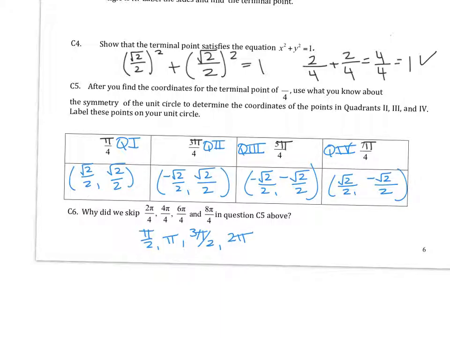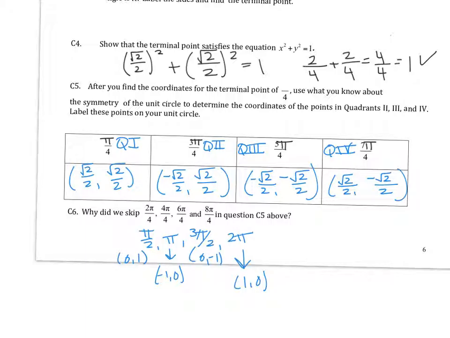We just did that. Pi over 2 has a terminal point of 0, 1. Pi is negative 1, 0. 3 pi over 2 is 0, negative 1. And when I come back to 2 pi again, I'm at 1, 0. So I've already got those points on there. So there we are. This is the lovely pi over 4s of the unit circle.